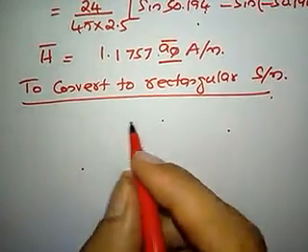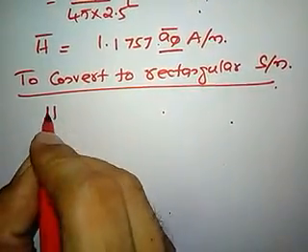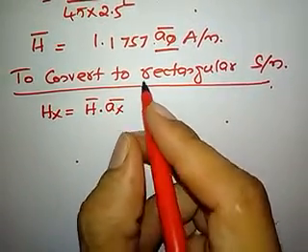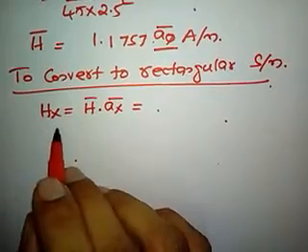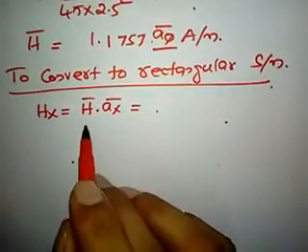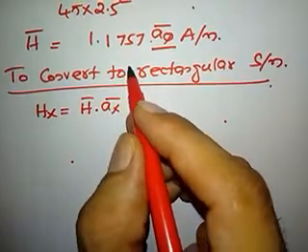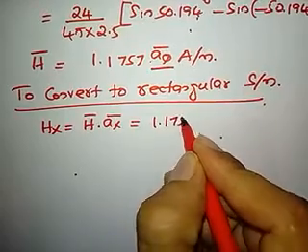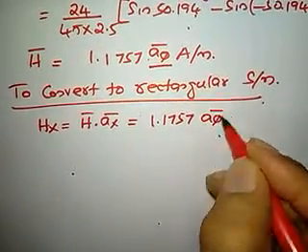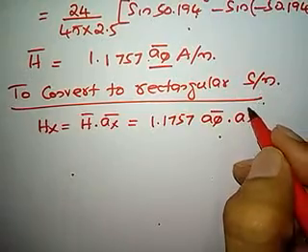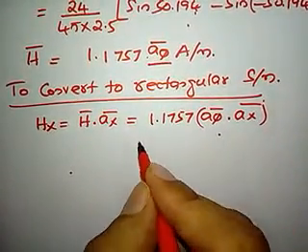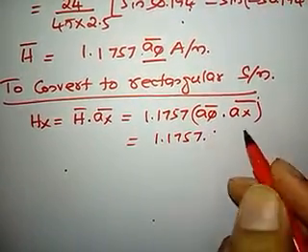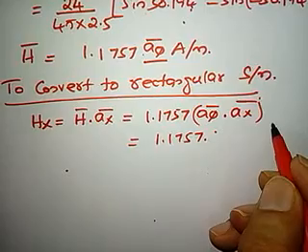So to convert from cylindrical to rectangular system, Hx is H bar dot Ax bar, right? The Hx component in the rectangular system is H bar dot Ax bar. H bar is already there, so it is 1.1757 Aφ bar, then this dot Ax bar. So this will be equal to 1.1757, then Aφ bar dot Ax bar, right?